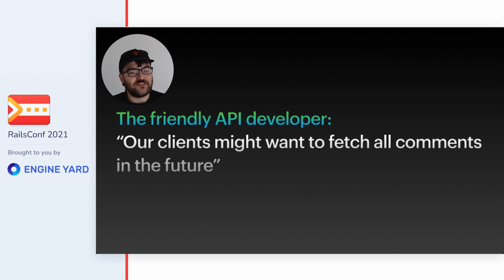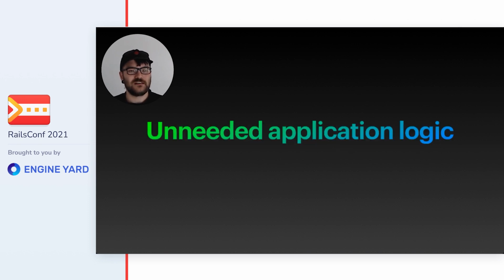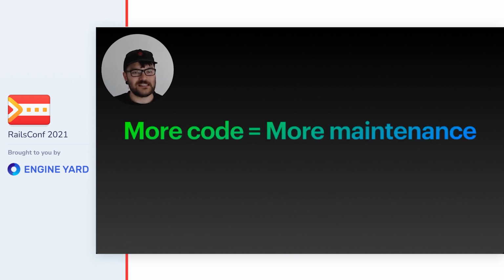Now, the friendly API developer might say, our clients might want to fetch all comments in the future. So let's just enable them to not send that post ID. Let's make that post ID optional. So what did we actually get with this? We're building unneeded application logic. Now we need to handle both cases, when there is a post ID and when there is not a post ID. So kind of something like this.